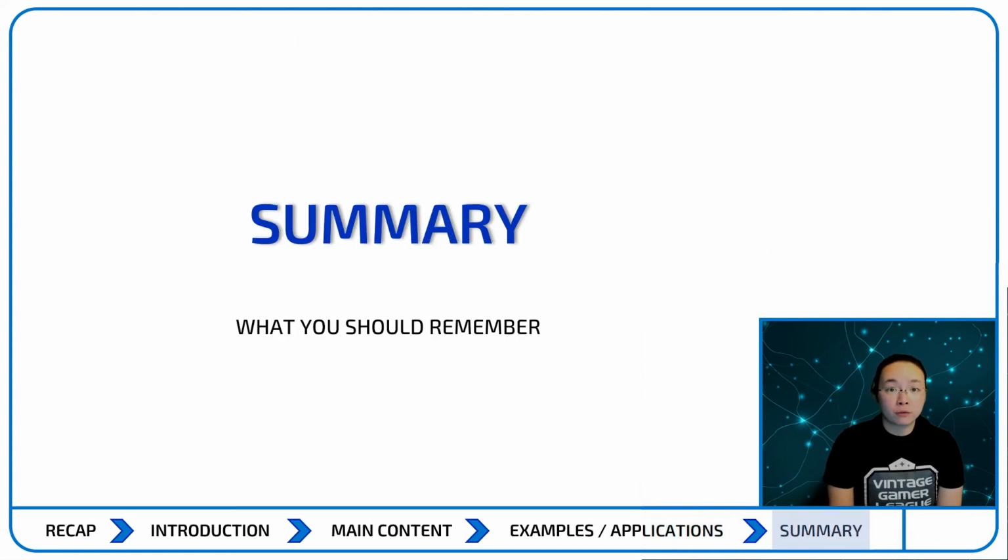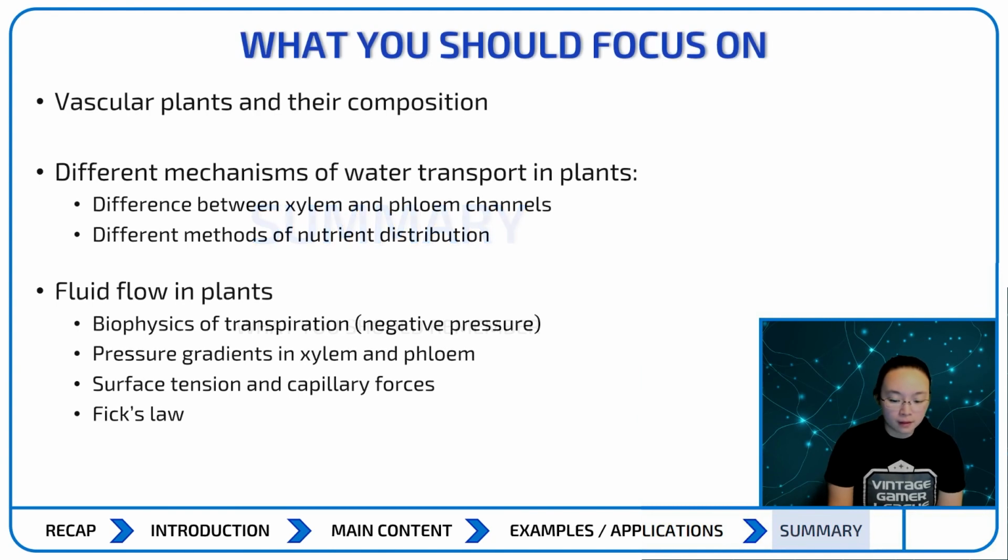So what should you focus on for this chapter? First of all, you should understand what vascular plants are, as well as their composition, so specifically xylem and phloem. You should know the different mechanisms of water transport in plants, so the difference between xylem and phloem channels, and how they move water up and down, where the pressure is, whether it's positive or negative pressure. And of course, when we're talking about fluid flow in plants, do know about surface tension and capillary forces, just a general overview, as well as Fick's law. We will be talking about surface tension a lot more in the next unit.